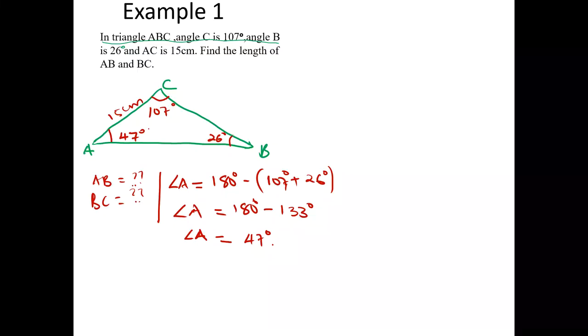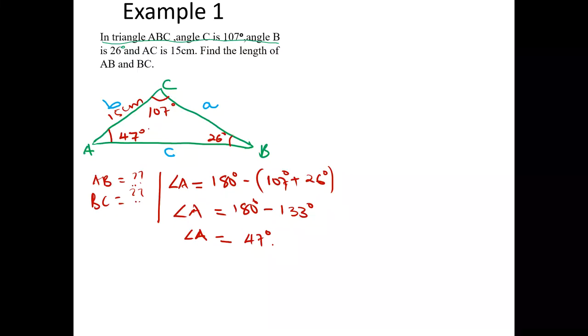Now I ask myself, how can I find the length of side AB? First of all, where is the side opposite angle A? It is BC, which is small a. Where is the side opposite angle B? Here it is small b. And where is the side opposite angle C? It is AB, which is small c.